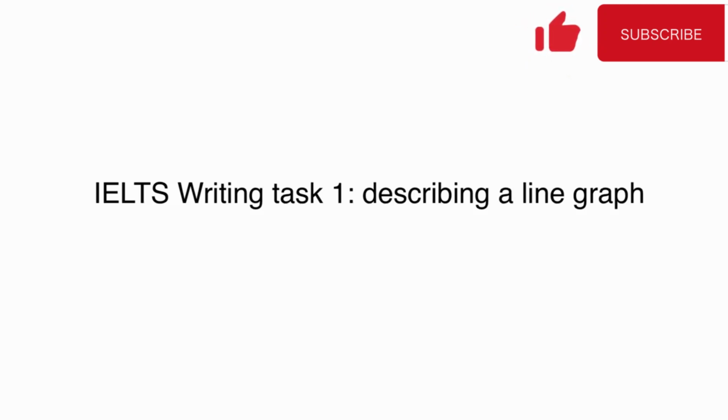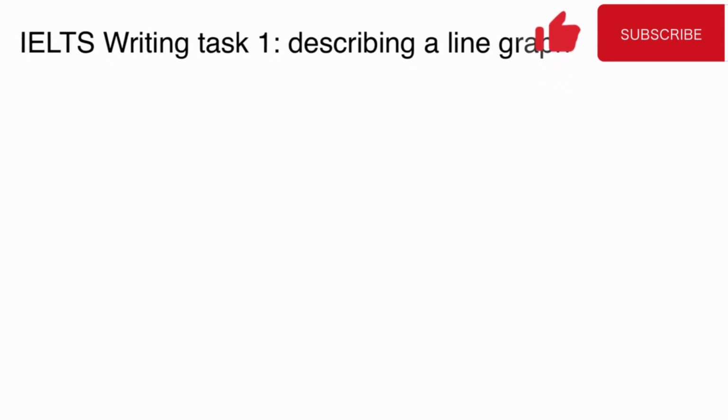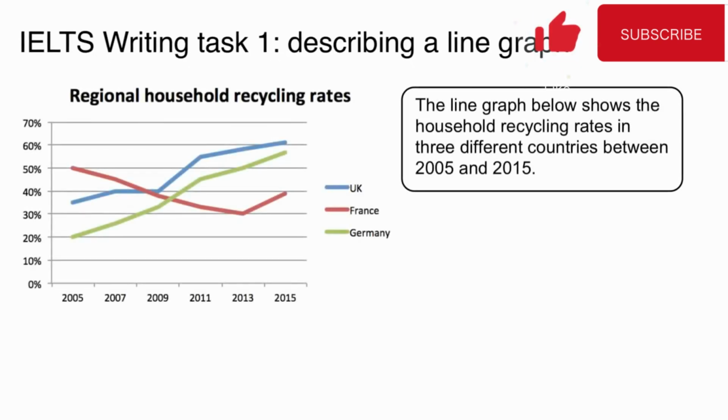How to answer IELTS Academic Writing Task 1, namely how to describe a line graph. I'll give you all the essential information to give a Band 9 answer. So let's take a look at the given line graph.